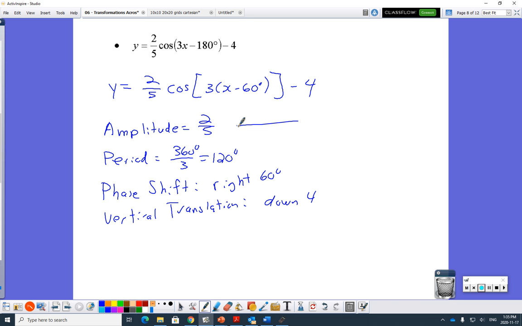So this here is the vertical stretch, but it has a new word. And this here is horizontal compression, 1/3. You can definitely do those questions that way. When we get to trig, we'll do it this way.